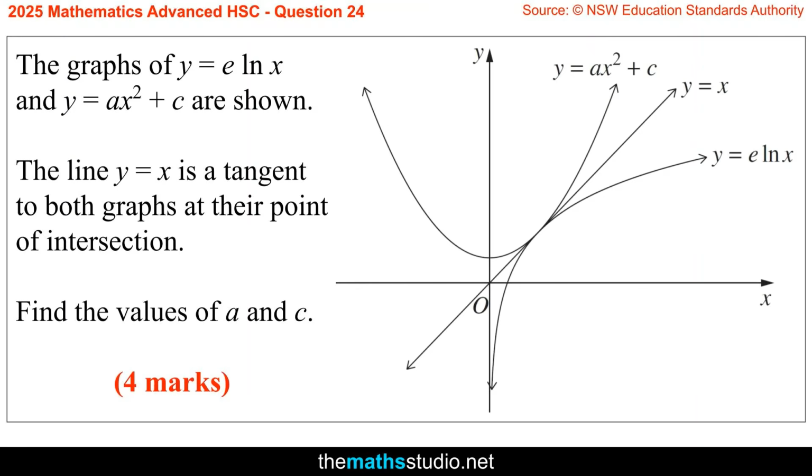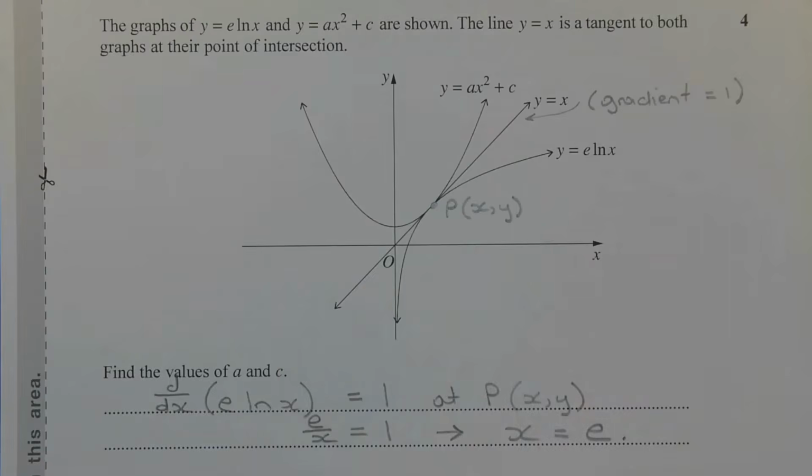Question 24. The graphs of y equals e times ln x and y equals ax squared plus c are shown. The line y equals x is a tangent to both graphs at their point of intersection. Find the values of a and c. Define point P with coordinates x, y as the common point of contact between the tangent y equals x and the graphs of y equals ax squared plus c and y equals e times ln x.